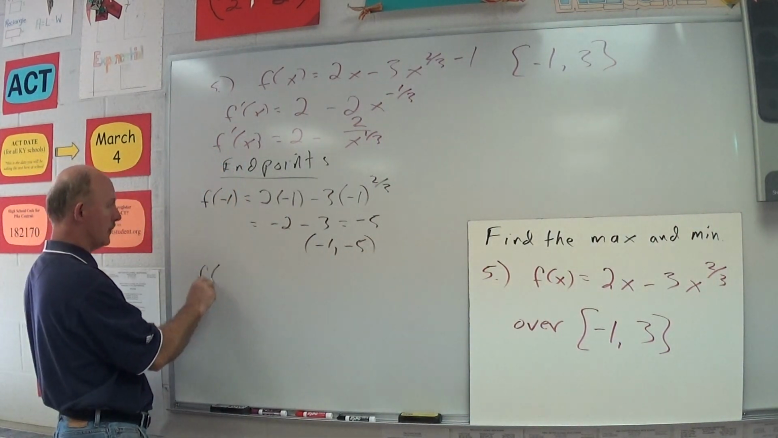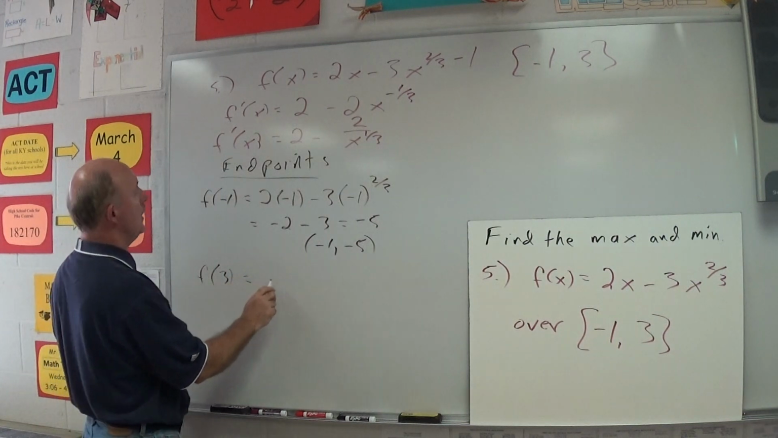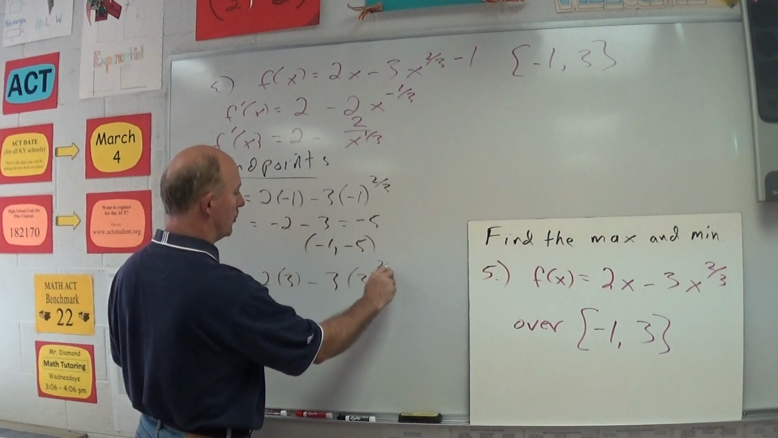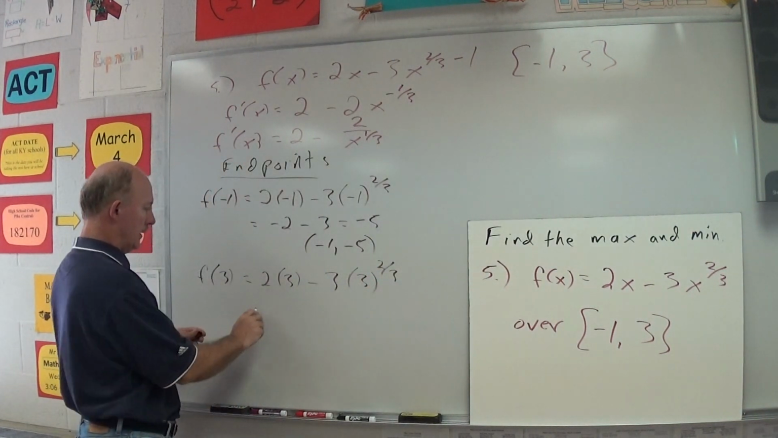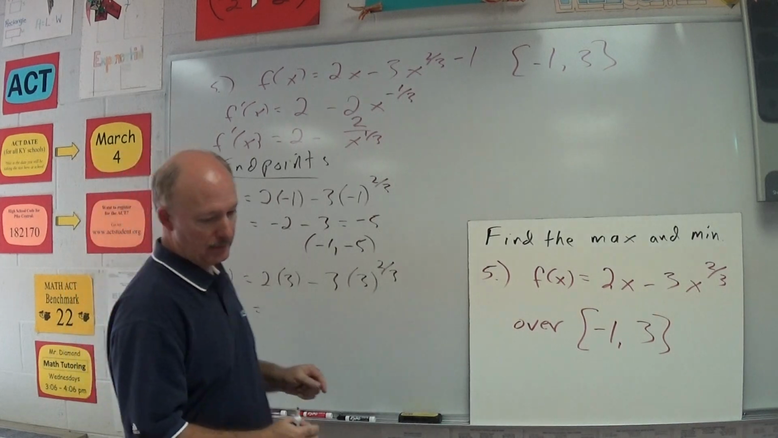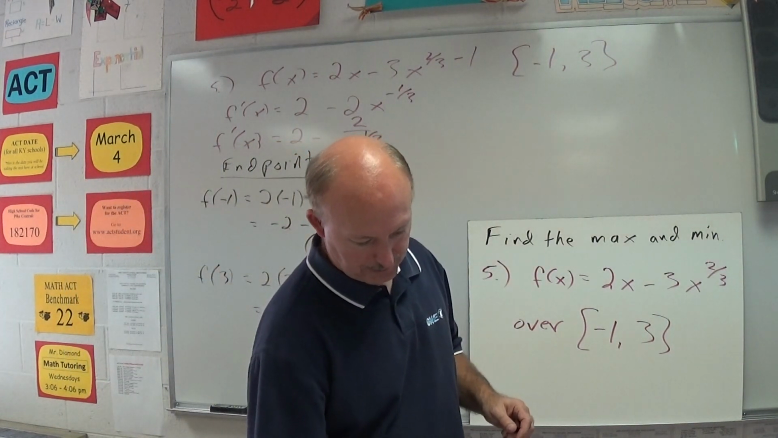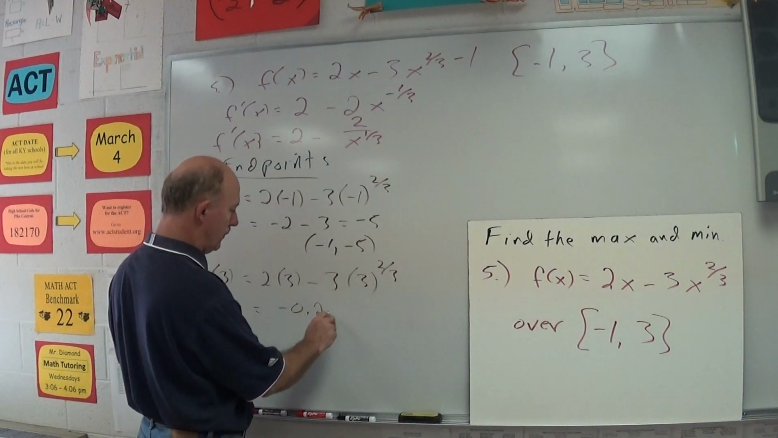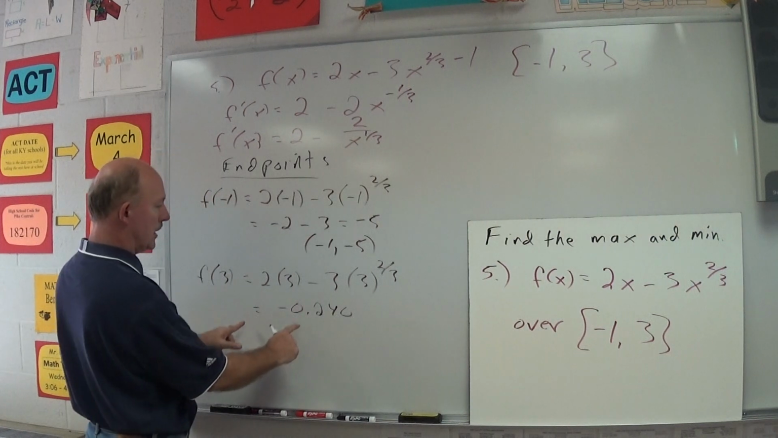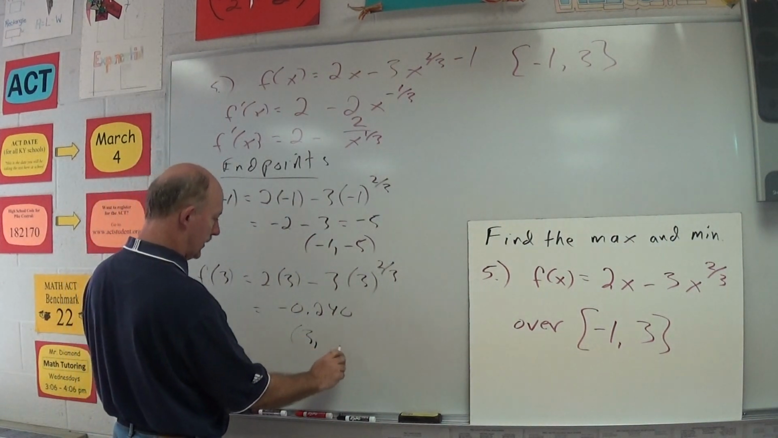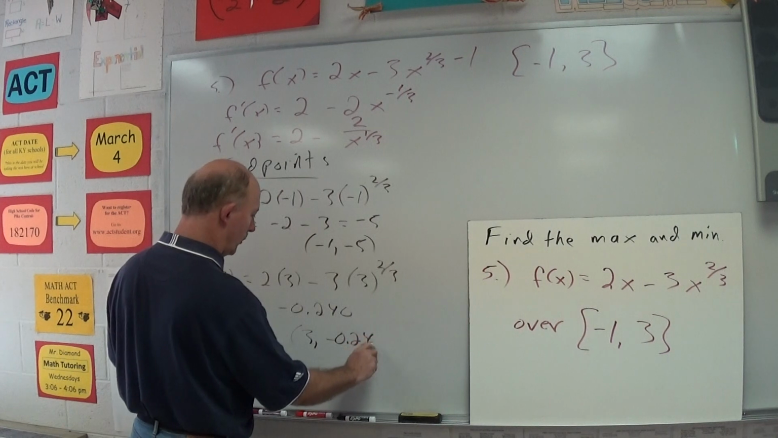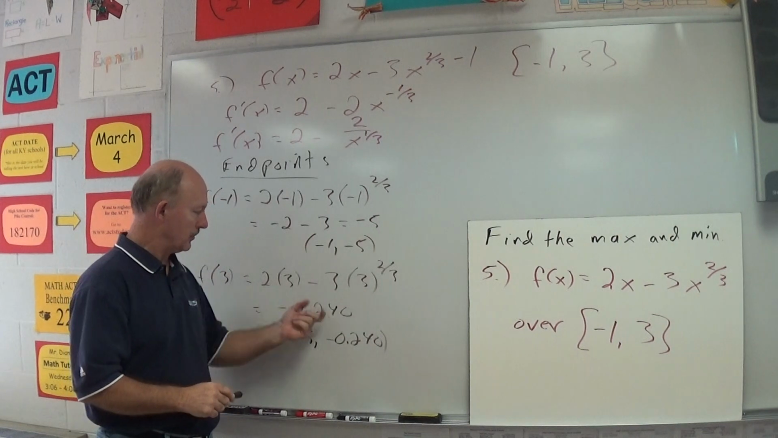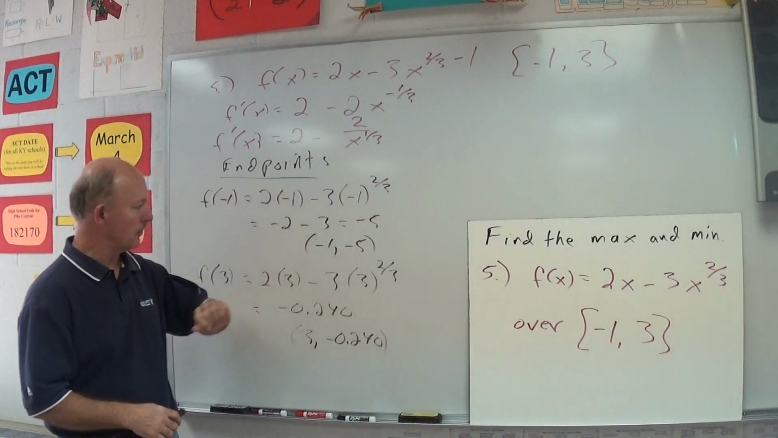Now the second endpoint was at 3, so the function at 3 would be 2 times 3 minus 3 times 3 to the 2/3 power. As you substitute the 3 in, this gives us a decimal, so we end up with -0.240. So this particular endpoint would be at the ordered pair (3, -0.24). You get this radical here. I just did this on my calculator so you can compare the two.